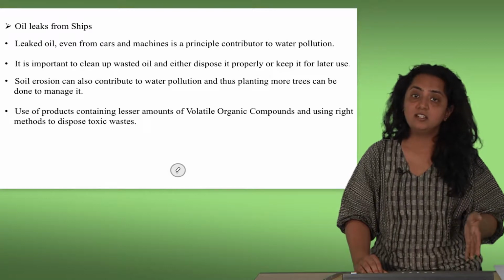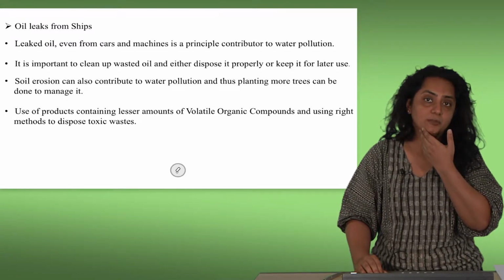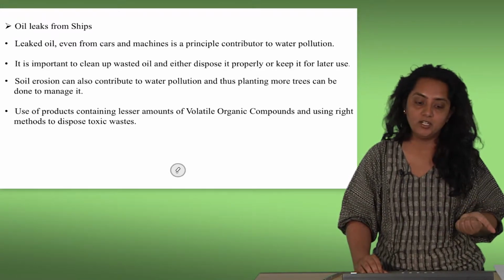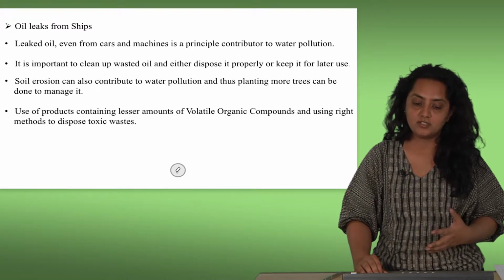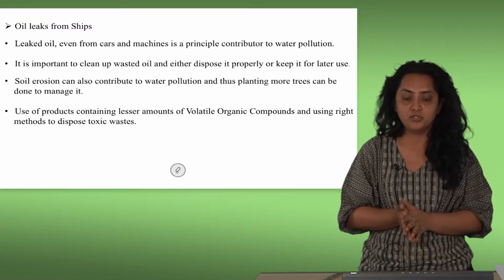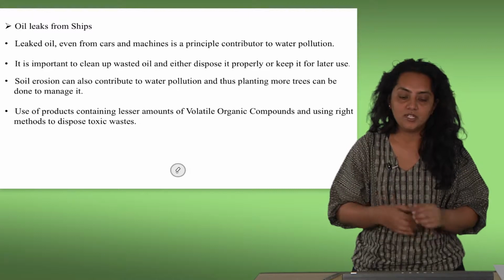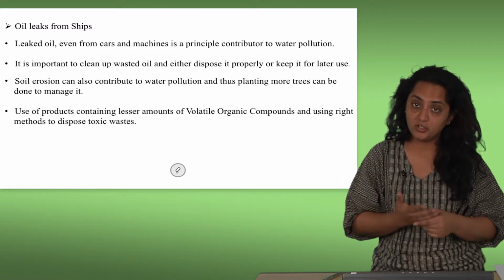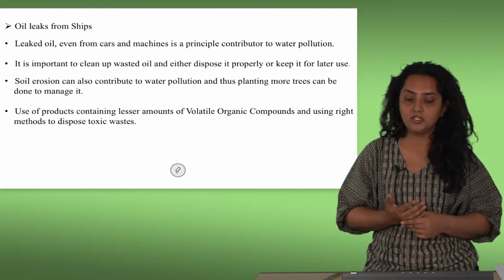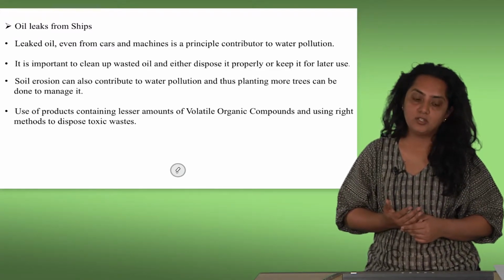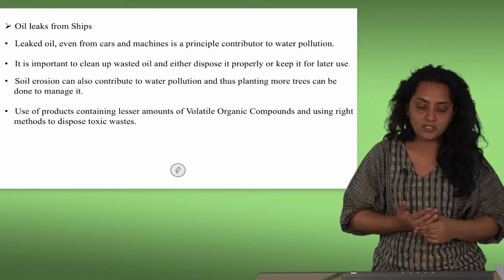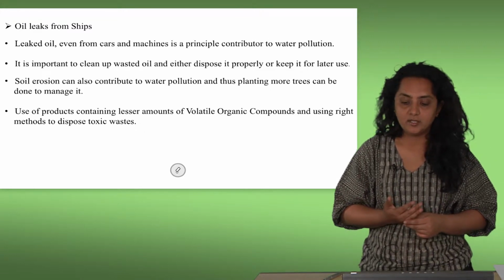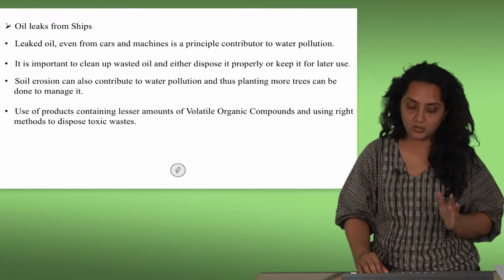Another reason which has recently been popping up for water pollution in India is leaked oil, even from cars and machines. It's a principal contributor to water pollution. It is important to clean up wasted oil and either dispose of it properly or keep it for later use. Soil erosion can also contribute to water pollution, and thus planting more trees can be done to manage it. Use products containing lesser amounts of volatile organic compounds and use the right methods to dispose of toxic wastes.